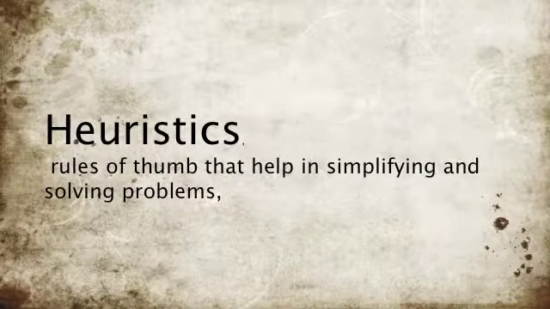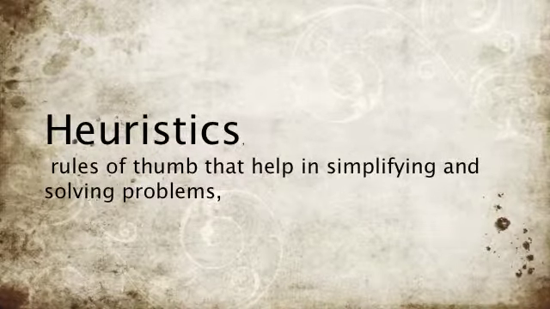However, we don't have algorithms for all life's problems. This is when we resort to using heuristics, or rules of thumb that help in simplifying problem solving, although they don't guarantee a correct solution. One heuristic strategy is hill climbing, or trying to move continually closer to our goal without going backwards.